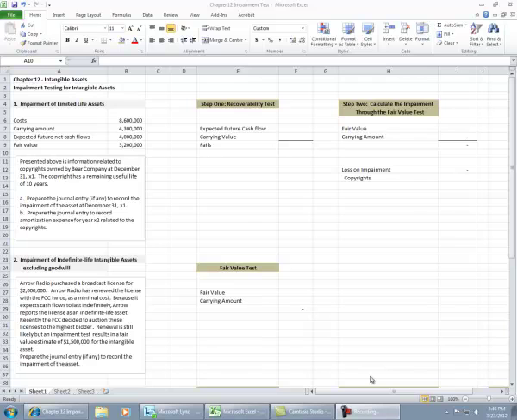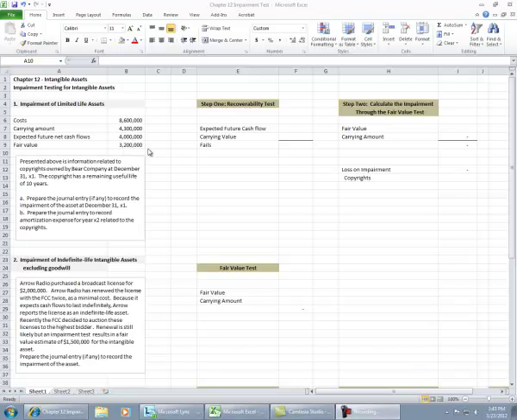In the first segment we look at assets that have a limited life. We're going to look at a copyright that had an original cost of $8.6 million. It's now in our books for $4.3 million. It has expected cash flows in the future of $4 million, and it's got a current fair value of $3.2 million.